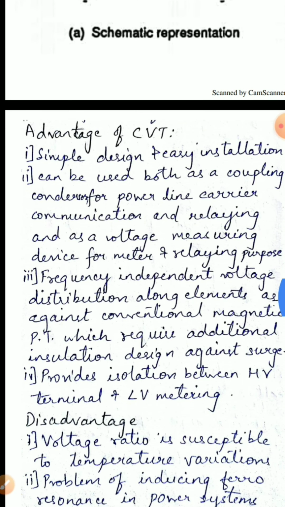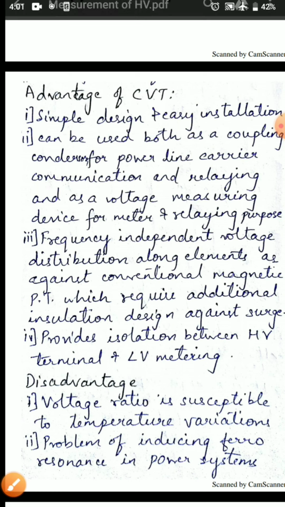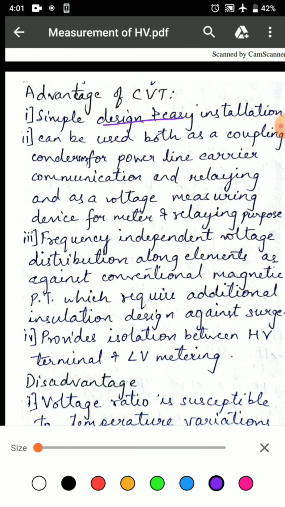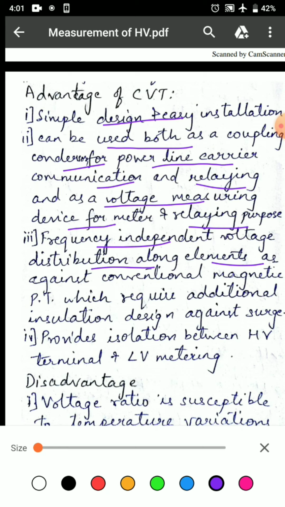CVT has its advantages and disadvantages. The advantages are simple design and easy installation. It can be used both as a coupling condenser for power line carrier communication and relaying, and as a voltage measuring device for meter and relaying purpose. It has frequency independent voltage distribution along elements, as against a conventional magnetic potential transformer, which requires additional insulation design against surge. It provides isolation between the high voltage terminal and low voltage metering.